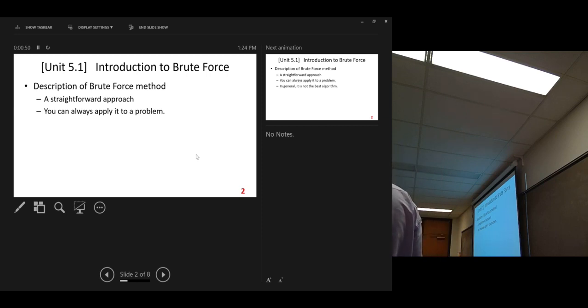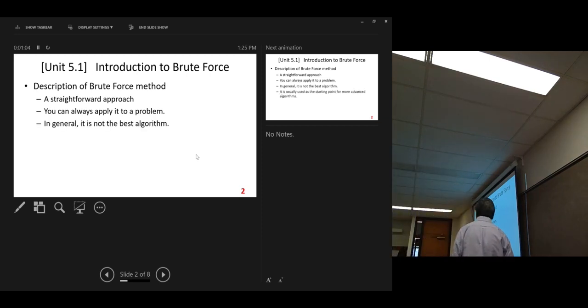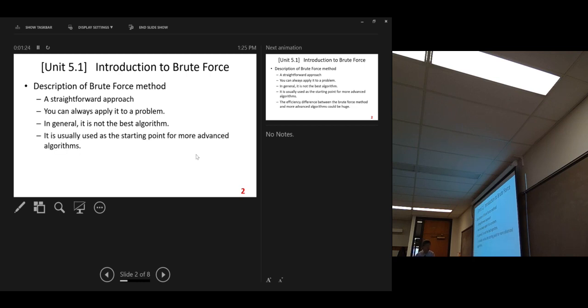Given any problem, the first thing you can try is the brute force method. Everyone can try it. In general, it is not the best algorithm. But in some special cases, it could be the best. Sometimes the straightforward solution is already the best, but that's usually for easier problems. It is usually used as the starting point for more advanced algorithms.